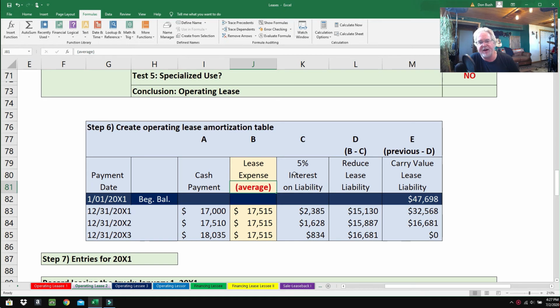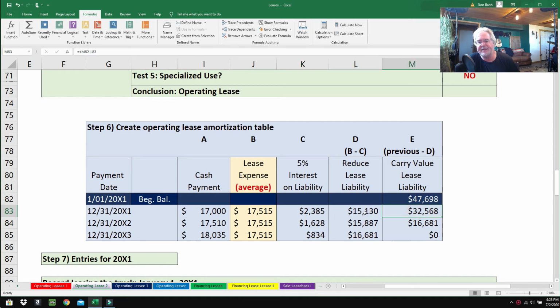And 5% of the interest on the liability, well, the liability starts out at $47,698. If you multiply that by 5%, which is the incremental borrowing rate, that's up in the information, you get $2,385. And so to reduce the lease liability, what you do is you take column B minus column C, and you get column D.